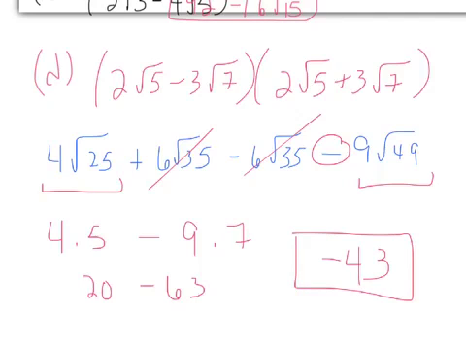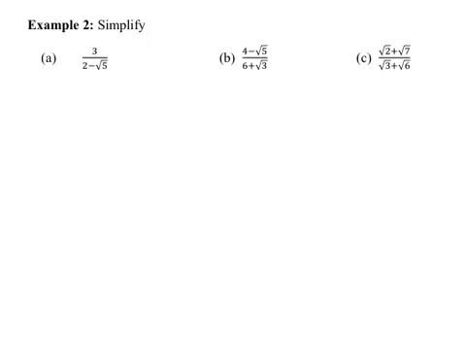Unsimplified. So notice that when we have binomial conjugates multiplying each other, we end up getting the difference of two squares in numerical form, which give us integer values and an integer answer. So this answer is rational, even though we started with two irrational binomials. And these terms are known as binomial conjugates. Let's take a look at simplification here.